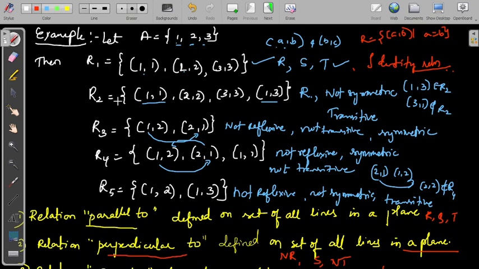See, for example, R1 is an identity relation, R2 is not an identity relation because other than 1 1, 2 2, 3 3, it contains 1 comma 3 where 1 is not equal to 3. A equal to B, the first element should be equal to the second element. Only such relations are considered identity relations. So this is all about types of relations.